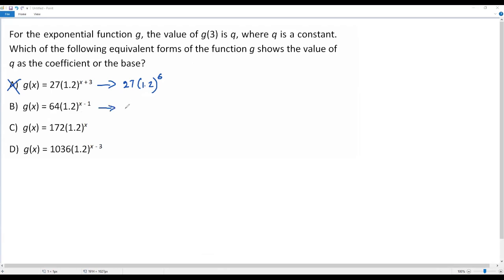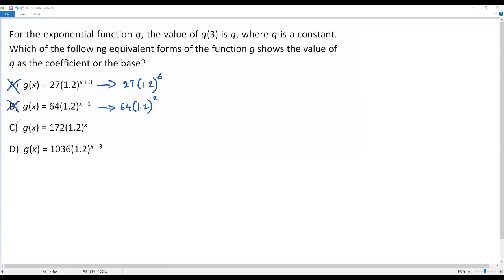Let me plug in x equals 3. Then we get 64 times 1.2 raised to the power of 3 negative 1, which is 2. Okay, again, a value greater than 1 is raised to the power of a positive integer 2, so its value will be greater than 1. When 64 is multiplied by a value greater than 1, its result will be greater than 64. Again, the function g of x in answer choice B does not show the value of q either as a coefficient or base, because the evaluation of this expression will be greater than 64. So answer choice B is incorrect.